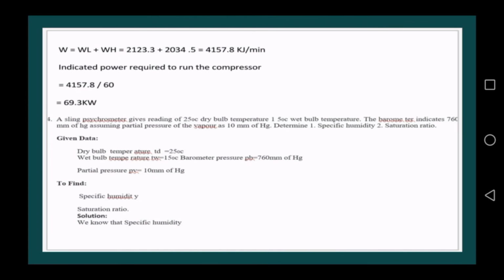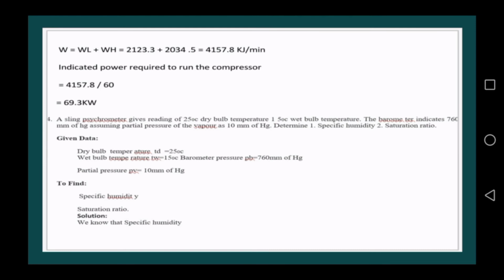For the total indicated work done by the compressor, work is equal to WL plus WH, which is equal to 2123.3 plus 2034.5, which is equal to 4157.8 kilojoule per minute. The indicated power required to run the compressor is equal to 4157.8 divided by 60, which is 69.3 kilowatt.